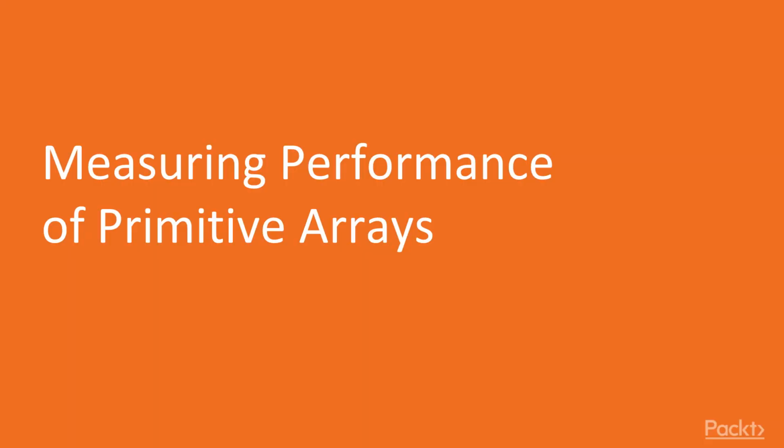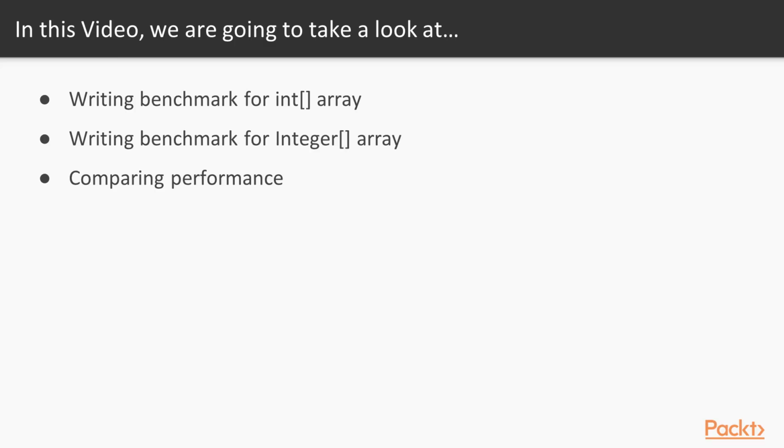And this is the first video, in which we'll be measuring performance of primitive arrays. We'll be writing a benchmark for int array, and then we'll be writing performance tests for integer array. We'll be comparing performance of iterating over both of those types. So this is our benchmark. We'll be focusing on microseconds, and we'll also be measuring average time.